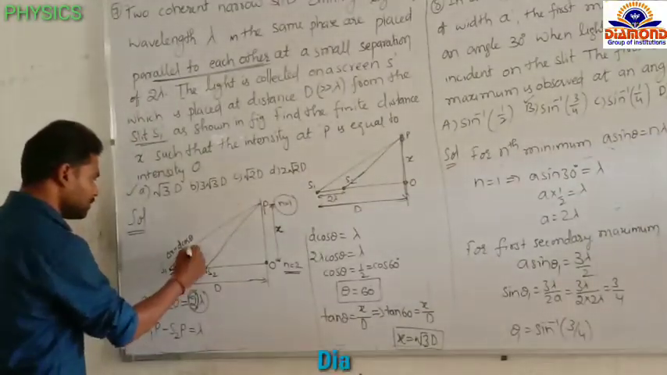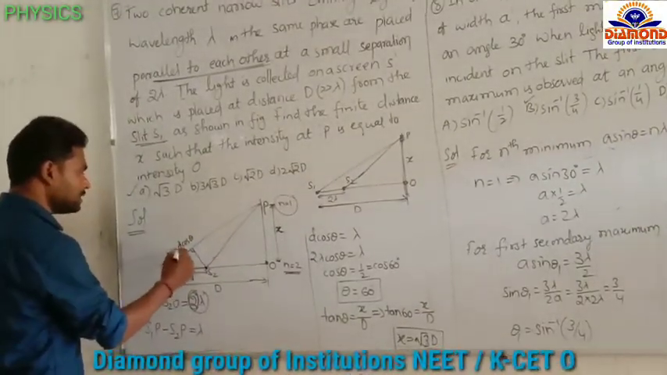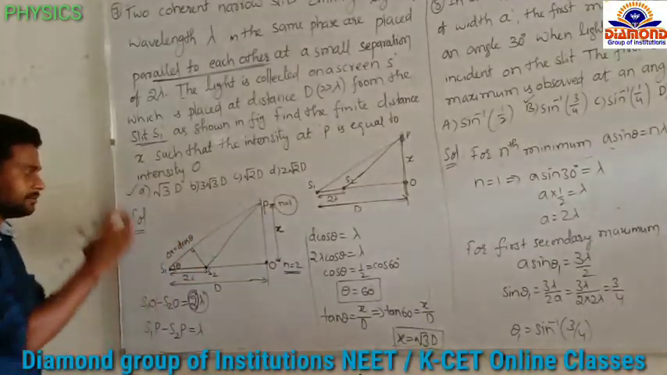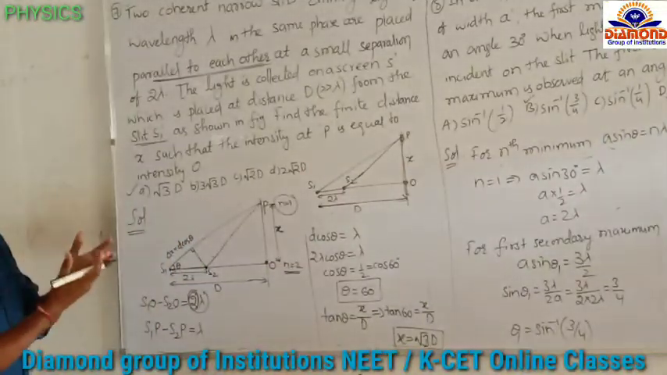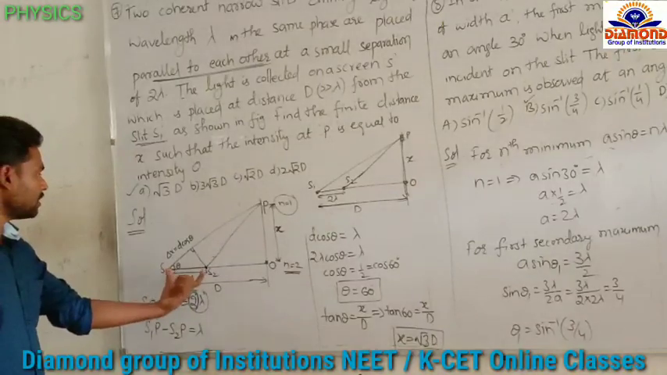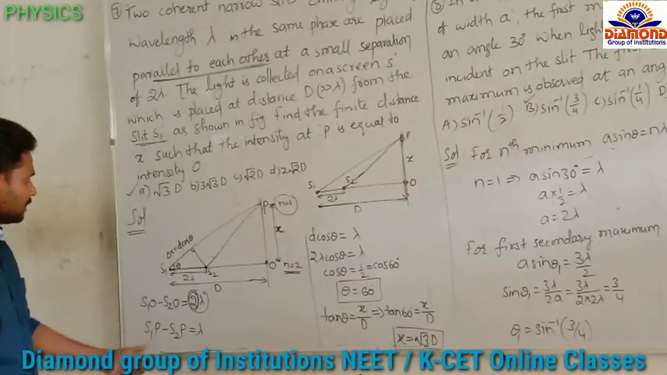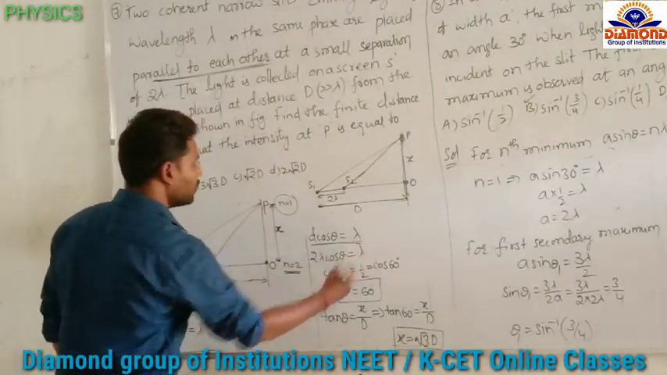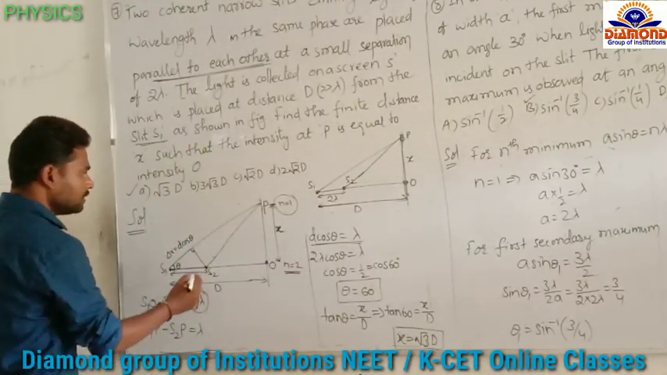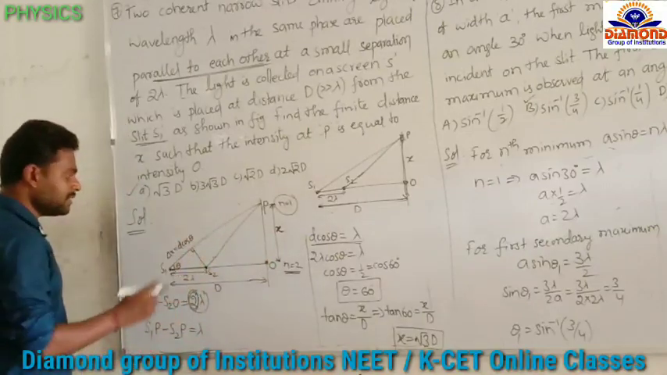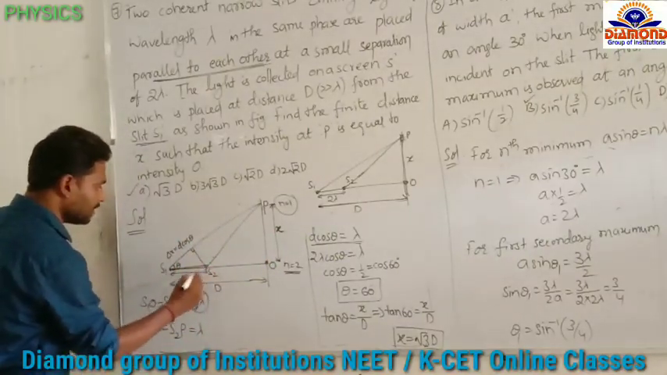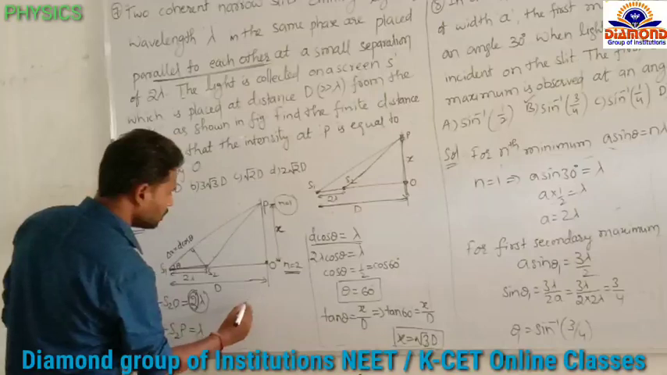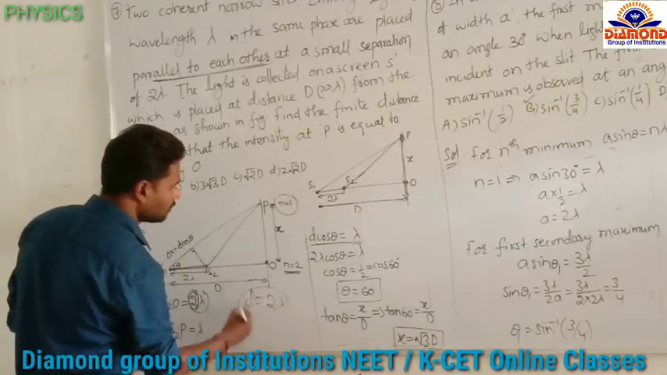So here the path difference between these two is del x equal to d cos theta. If the slits are vertical, path difference is d sin theta. If the slits are parallel horizontal, path difference equal to d cos theta. Here S1P minus S2P, I am writing d cos theta equal to lambda. Already they have given d, the distance between the slits, as 2 lambda. So d is 2 lambda.